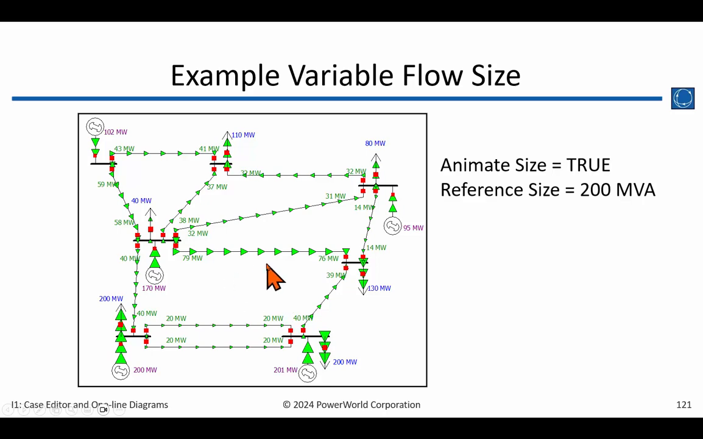The next slide illustrates some of those parameters with a graphic from the 7-bus case. The reference size is set to 200. These flows coming out of this generator and into the load are at 200, so the size will correspond to that value. Anything smaller will be scaled down. The size being animated means that the size of the arrow will vary based on the flow. If the animated size box is unchecked, then all arrows would appear to be the same size regardless of the flow.